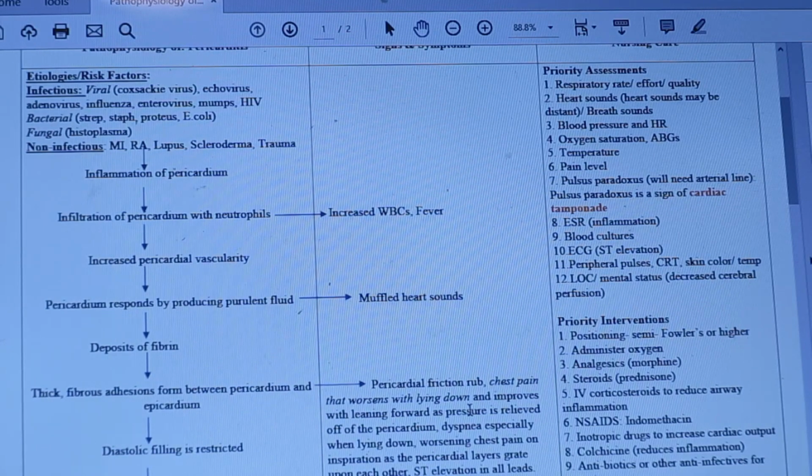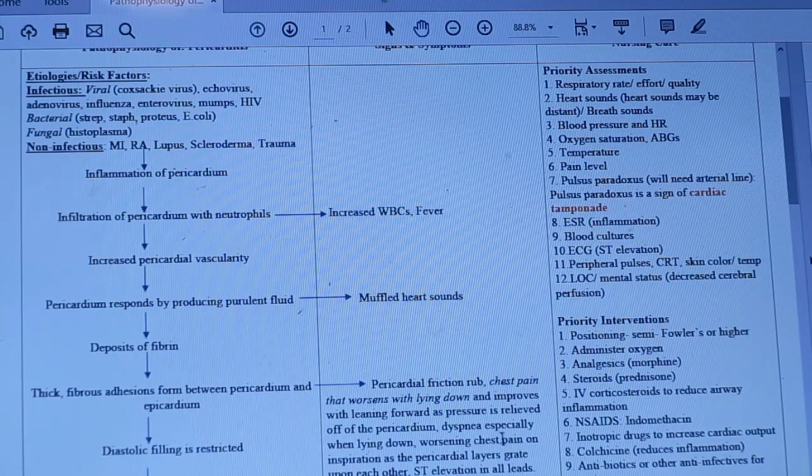That is classic, and you'll see I have that in italics, because that is the classic sign of pericarditis. And the relief of that chest pain is simply due to the fact that when the patient leans forward, the pressure is relieved off of the pericardium, off of those two layers. And so the chest pain eases when the patient is sitting up and leaning forward.